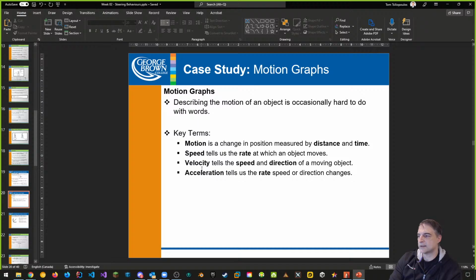And the next one is acceleration. What is acceleration? Acceleration is related to velocity, and it's the rate of change in velocity over time. So how fast does velocity change? Is it increasing or decreasing? If the velocity is not increasing or decreasing, we can say that the acceleration is zero. Okay, so that's what we're talking about. So again, key terms. This might be a review for you if you've taken physics from high school as an example, or if you've done any kind of physics work on your own.